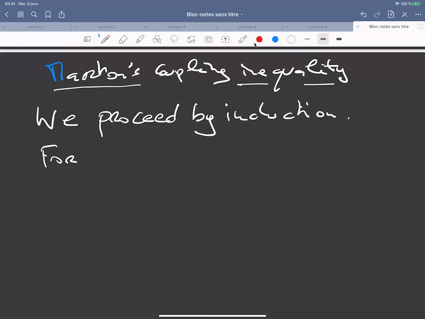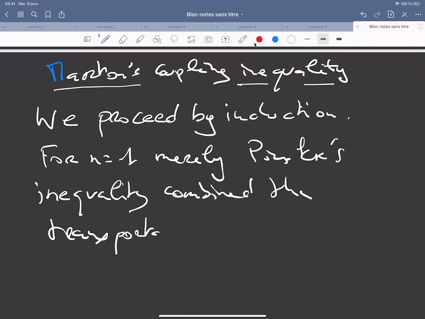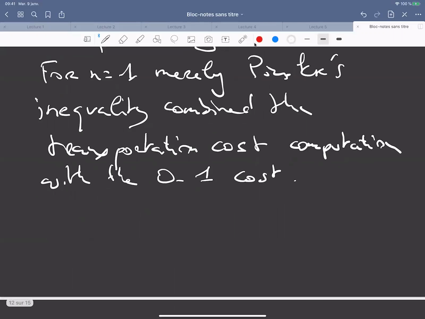So for n equal to 1, this is merely Pinsker's inequality combined with the transportation cost computation with the 0,1 loss, 0,1 cost. Okay? So dimension 1 is easy.